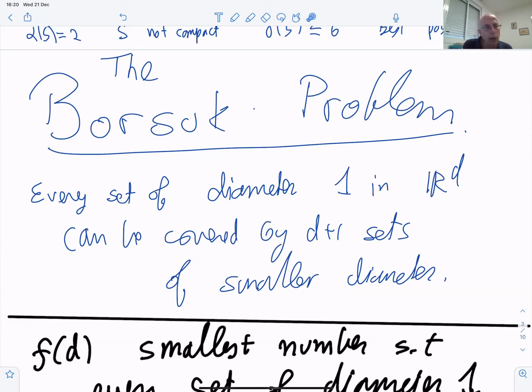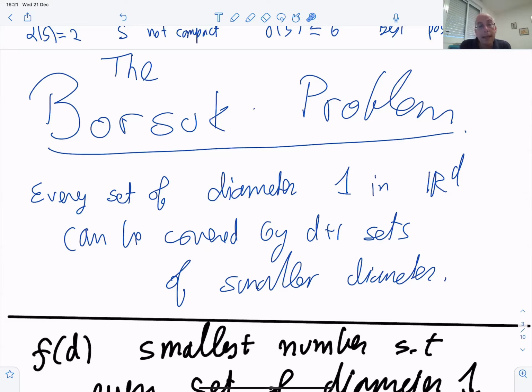Why is the number d plus 1? You need d plus 1 because in R^d you can find d plus 1 points, the vertices of the regular simplex, and the distance between every two of them is the same. So if you want to cover them by sets of smaller diameter, you need at least d plus 1. So this is a very simple example.